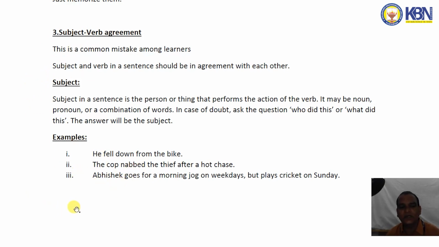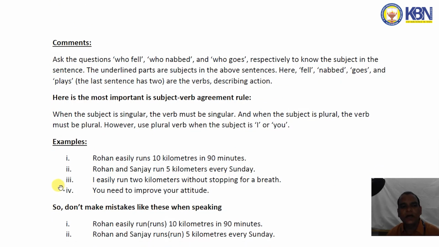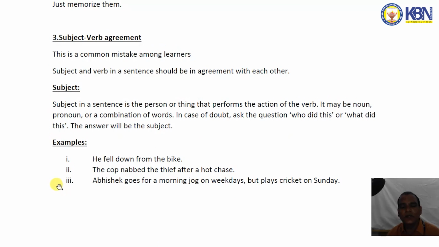And let us see the third example. Abhishek goes. Then Abhishek is the subject. Goes is the verb form. So this is called subject verb agreement. Then when we want to get a little bit of clarification regarding subject verb agreement, it is sense.